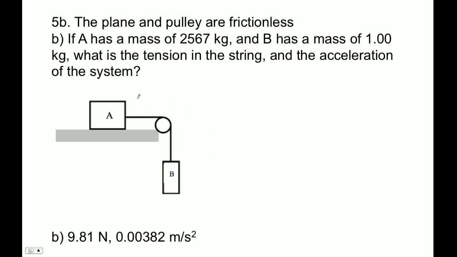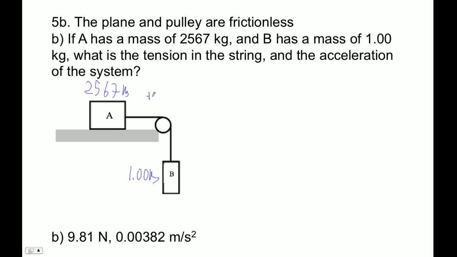Okay, so again, let's look at this one. Now this thing has a mass of 2,567 kilograms, and this thing has a mass of 1 kilogram. Basically the point of this one is that if it accelerates very, very slowly, the tension in the cable is essentially, in this case, going to be the weight of this guy. But let's just solve this thing out.